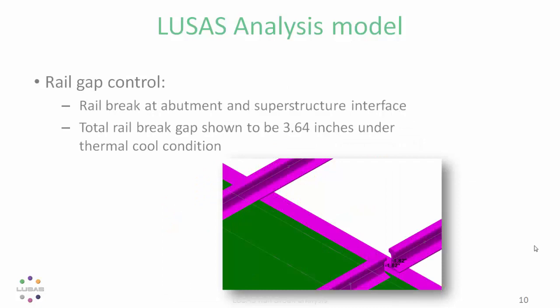By introducing a brake in the rail, we can see the gap that occurs under the extreme thermal cool condition, which in this case is 3.64 inches, and which is likely to be outside the project limits, so would have to be looked at in more detail. This ends this example.